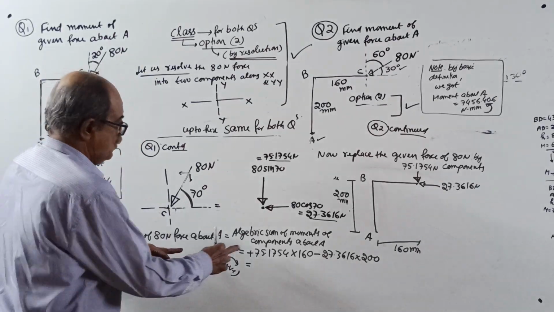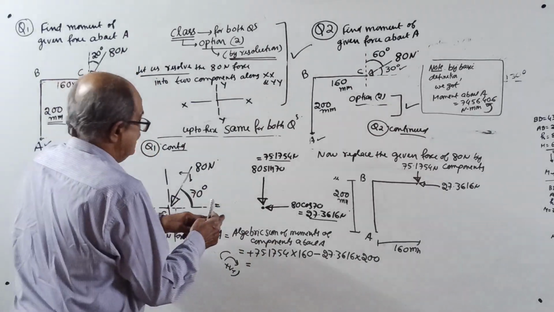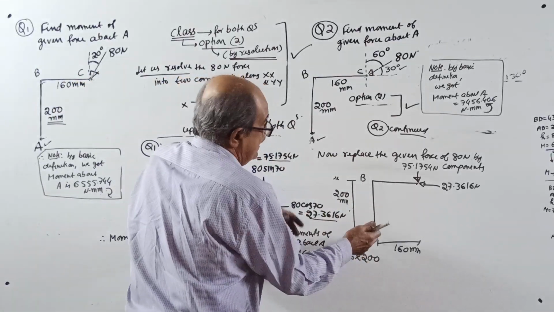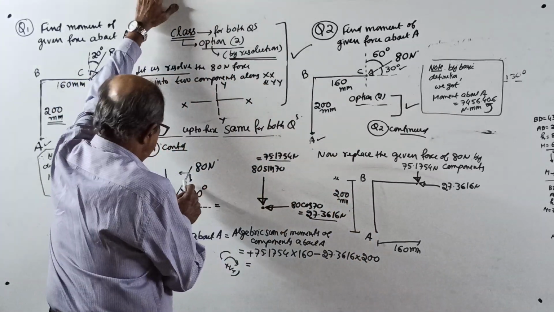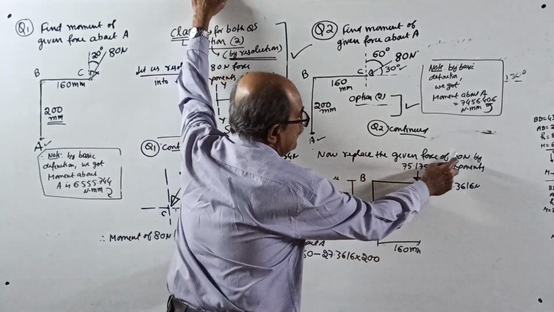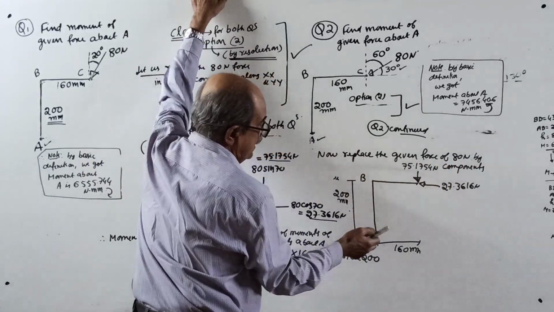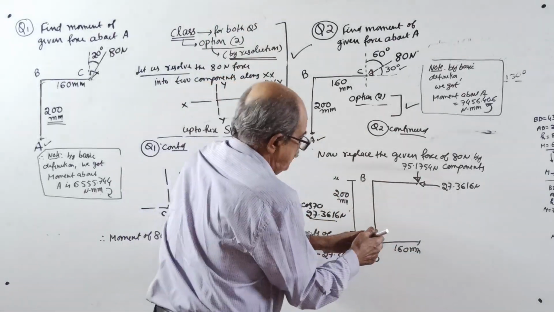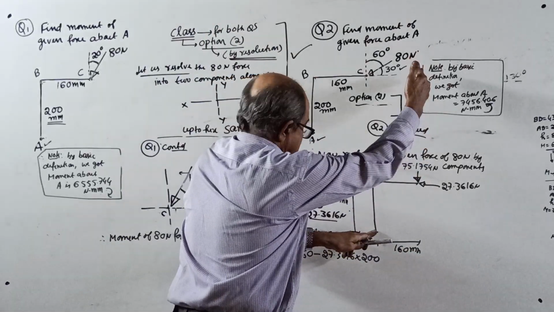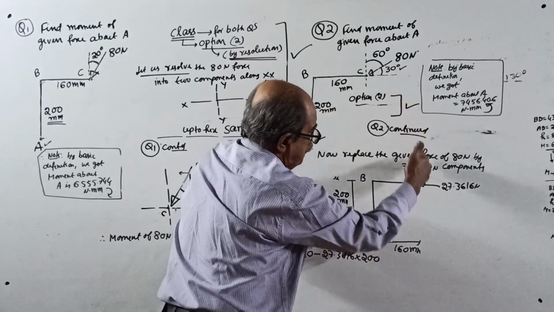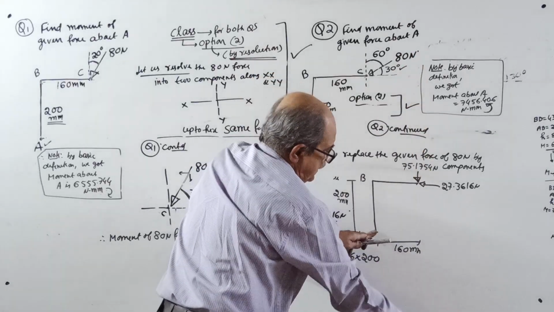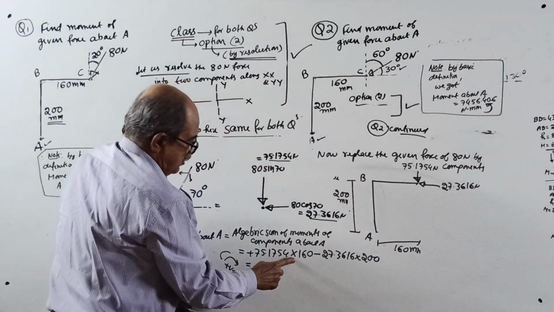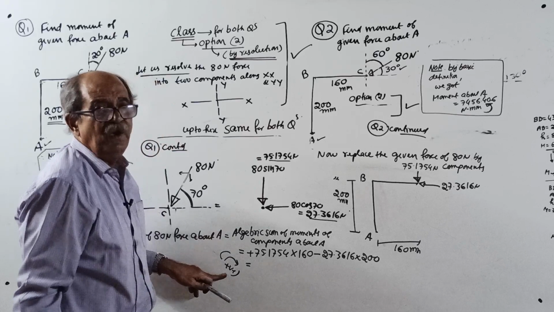Okay. Equal to, start, moment about A. Now do one thing. To understand correctly, put one more sketch here. See, A. Let us replace the given force 80 Newton by components. Now see, this is 160. This is 200. Moment about A equals, see here, 75.1754 into, see, the vertical force into 160, clockwise. This is clockwise, so I am taking clockwise positive.